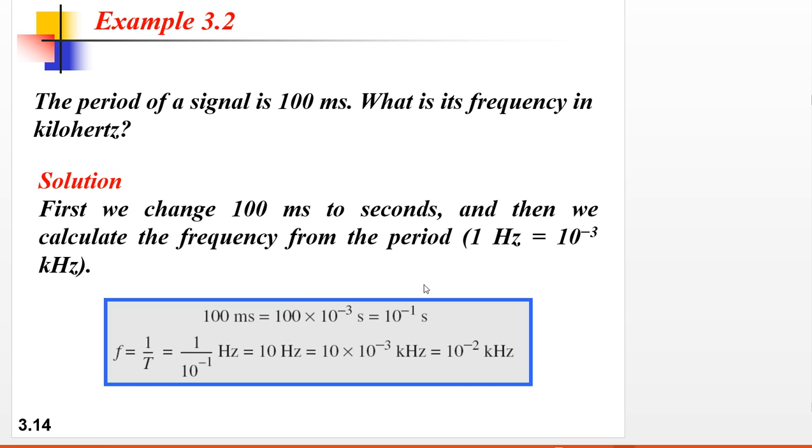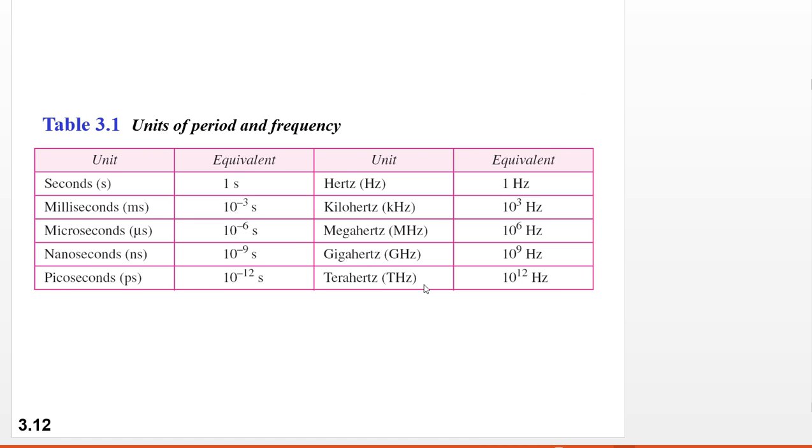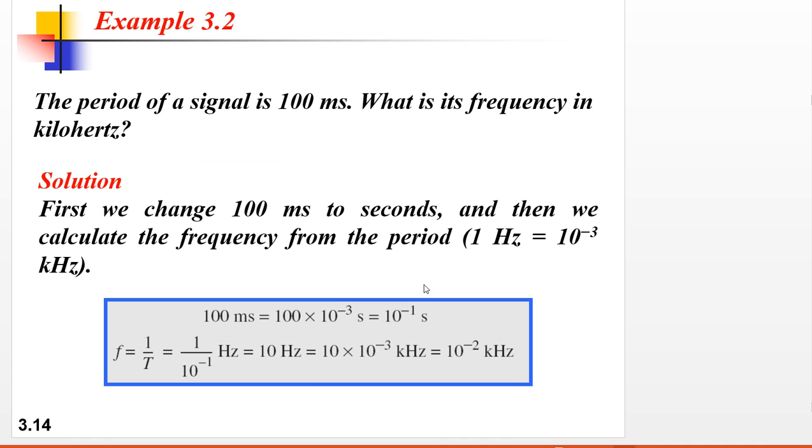The next example: the period of a signal is 100 milliseconds. Here the period is given, and they have asked about the frequency in kilohertz. So you have to note down the table for units of period and frequency. Easily you can convert, these are very simple examples. The solution is there. First we change 100 milliseconds to seconds, and then we calculate the frequency from the period. So first, obviously, you need to change the given period, which is in milliseconds, into seconds.